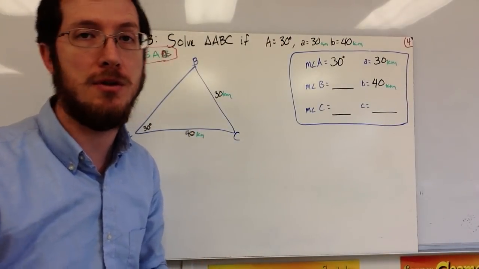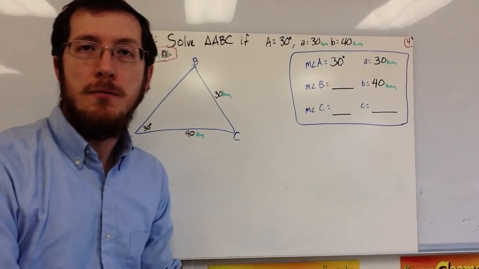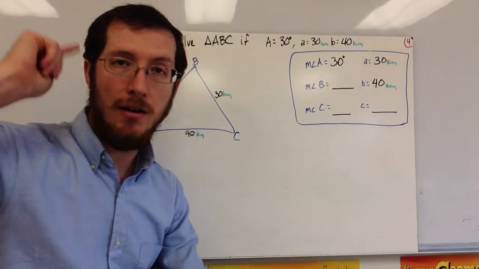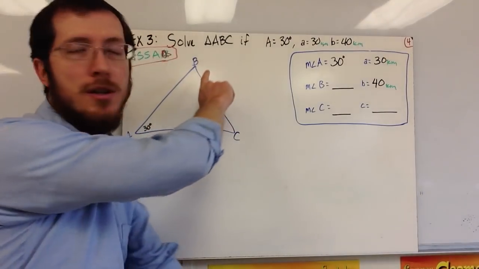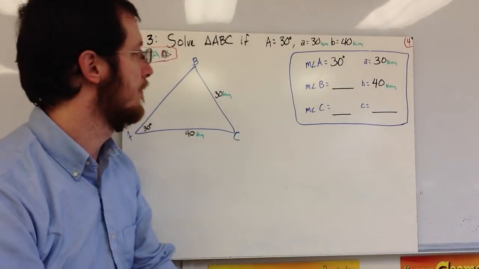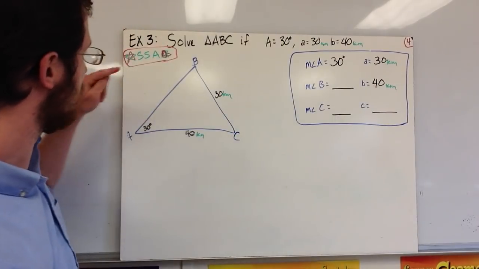So remember, in geometry, SSA was not a valid shortcut for proving 2 triangles were congruent. Okay, if you keep that in the back of your mind, whenever we have SSA when we're solving a triangle, then we can use law of sines, but there's going to be some special cases here. So let's work through this one and see what happens.